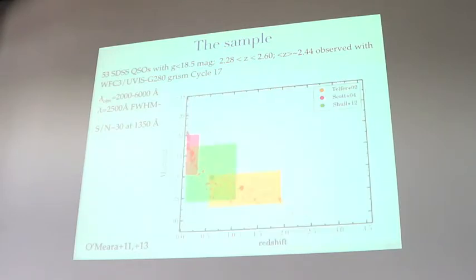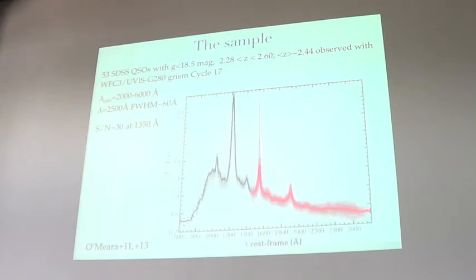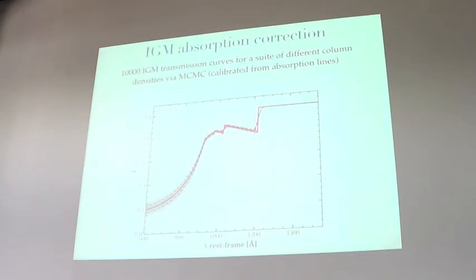So just to put this into context, this is the plot that I showed you before with the 3 samples, and now I can put the sample that I've been using, which is down here. But now we are starting to explore this region. So let's go back to the data, and as I told you, I need to correct for the IGM.